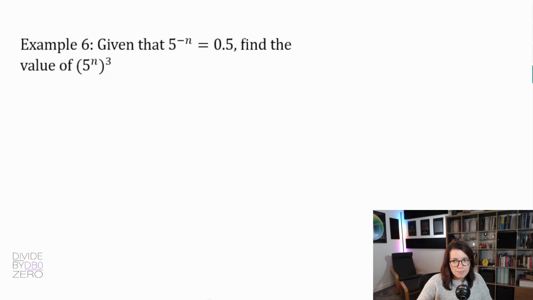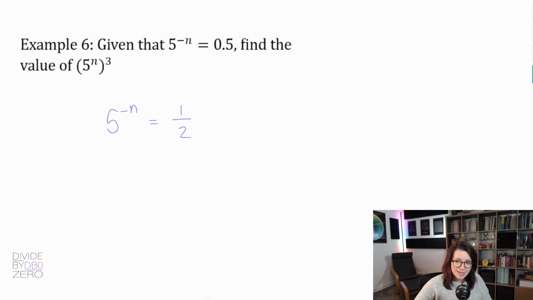Last example, bit of a weird one. Given that 5 to the power of negative n equals 0.5, find the value of 5 to the power of n to the power of 3. Okay, so when I'm looking at this, the first thing I'm thinking is it's not helpful to have that written as a decimal. It would be much easier if 0.5 was written as a half. So that's where I would start.